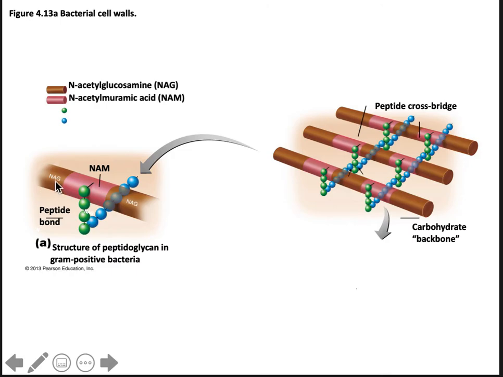So here's the individual units: NAG and NAM, NAG and NAM. And then the blue and green spheres are the peptides that hold the carbohydrates together. And then you layer that. And after lots of layers, you have a very strong wall, which we call peptidoglycan. It's more thick when it's gram-positive, and it'll be thinner when it's gram-negative, and we'll take a look at that right now.